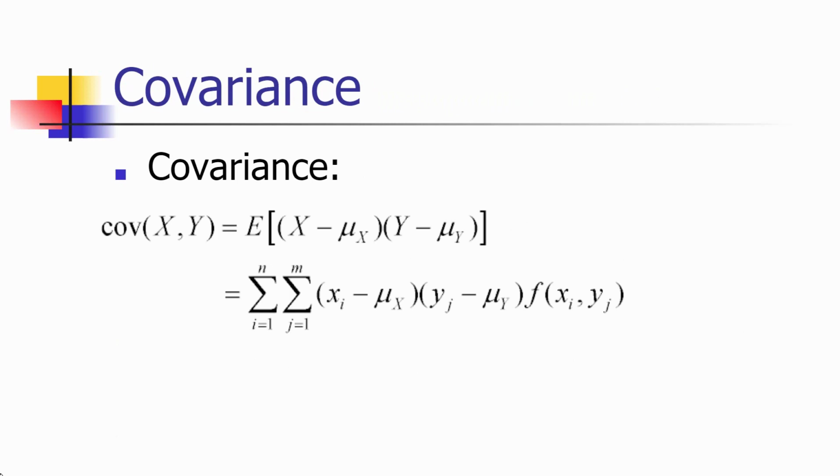Since we're dealing with the relationship between two variables, we can now define the concept of covariance. The covariance between x and y is the expected value of the product of the deviation of x from its mean and y from its mean. In the case of discrete distributions, we're taking the sum of the product of x minus mu sub x and y minus mu sub y over all possible combinations of x and y, and we multiply each of those by the probability of observing that combination of x and y.